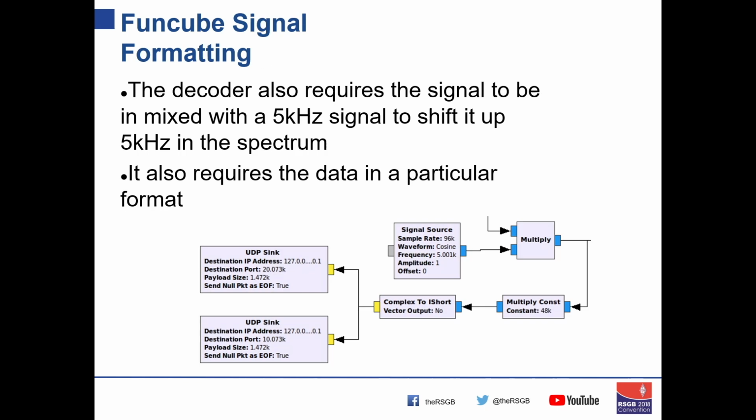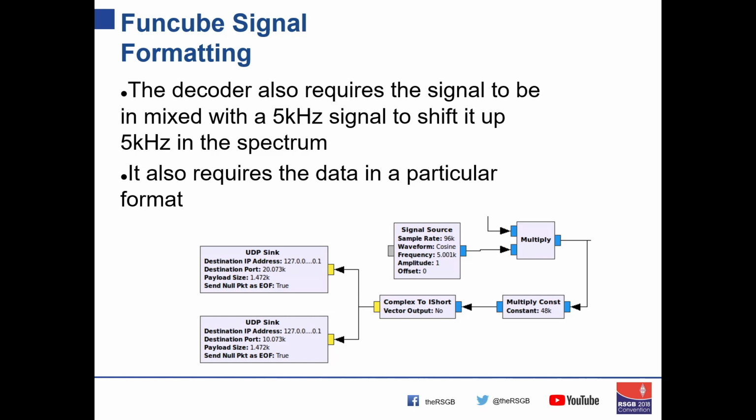So we've now got our nice clean signal of 4 kilohertz bandwidth. The decoder also requires us to format the signal properly. It requires the signal to be mixed in with a 5 kilohertz signal to shift it up 5 kilohertz in the spectrum. It also requires the data in a particular format. I'm not going to go too much into this on this slide, but essentially we mix in a 5 kilohertz signal to shift it up 5 kilohertz.